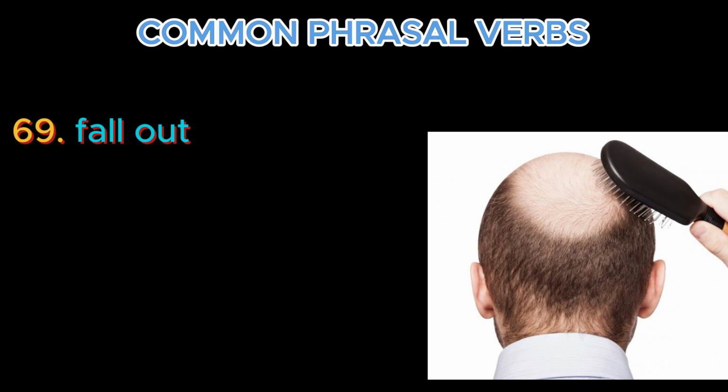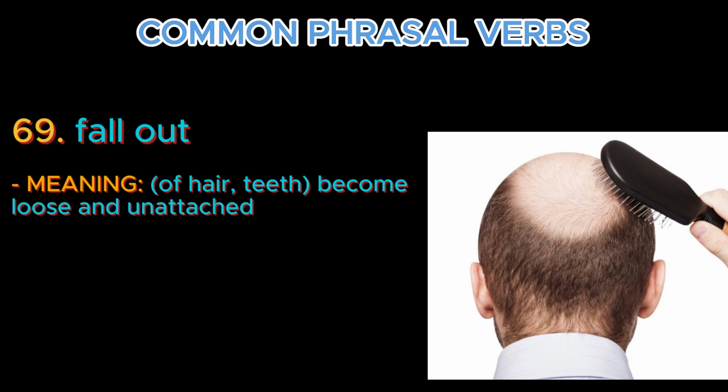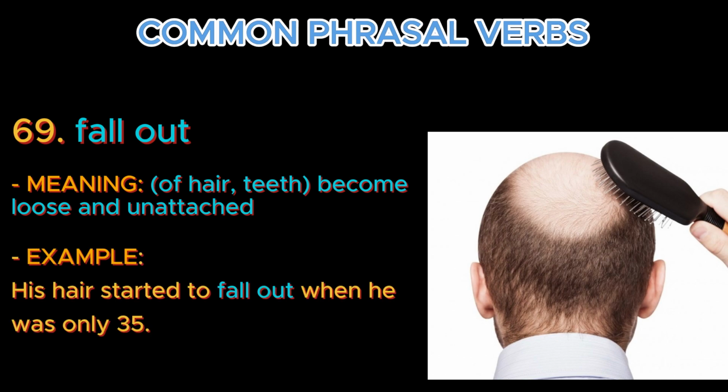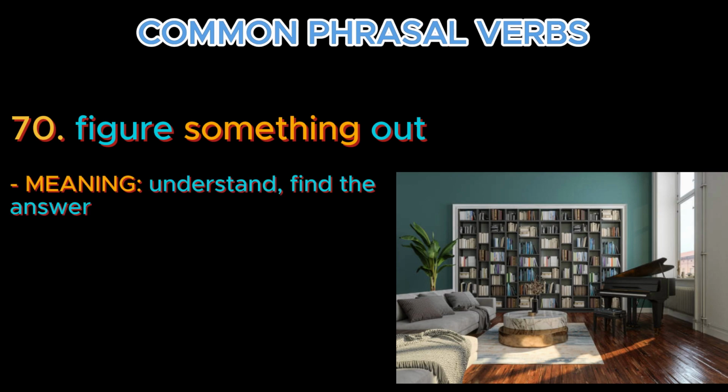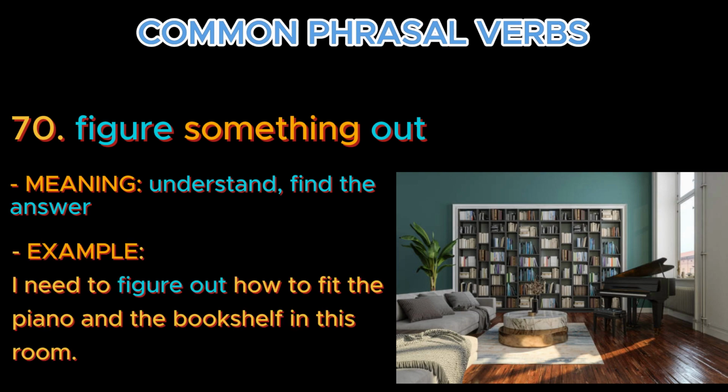69. Fall out. Meaning, of hair, teeth, become loose and unattached. Example, his hair started to fall out when he was only 35. 70. Figure something out. Meaning, understand, find the answer. Example, I need to figure out how to fit the piano and the bookshelf in this room.